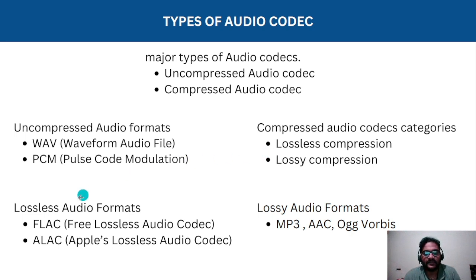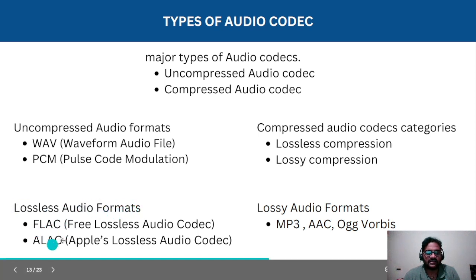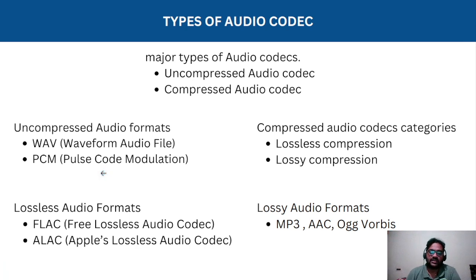Okay. So now in lossless audio formats, there are different types called FLAC and ALAC. These are two different kinds of lossless algorithms: FLAC is the Free Lossless Audio Codec, and ALAC is the Apple Lossless Audio Codec. So if you see any audio files with .flac or .alac, it means the encoder is FLAC or the encoder is ALAC. Okay, or the audio format is FLAC or ALAC.